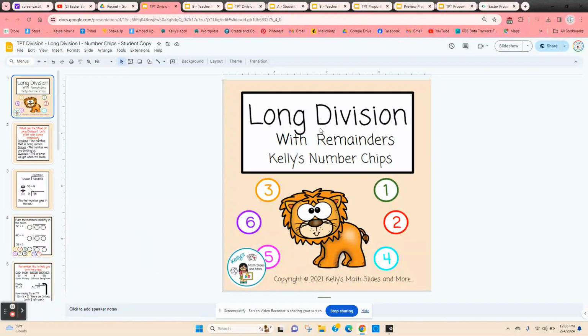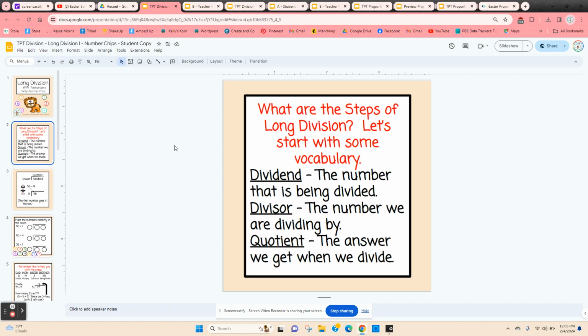Long division with remainders using number chips. Now, this is a fun way for students to practice their long division. They can move these number chips around their screen in order to solve the division problems. And every number students need is on every slide. So that helps students that are struggling.